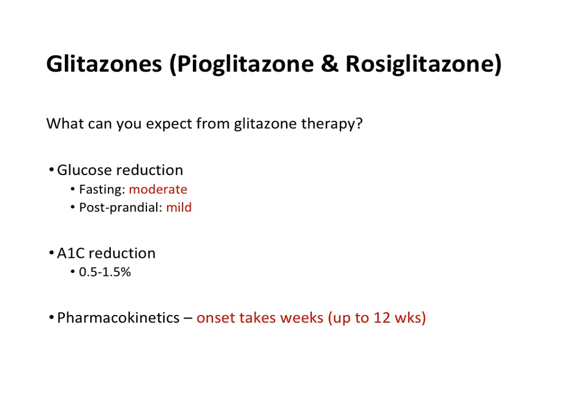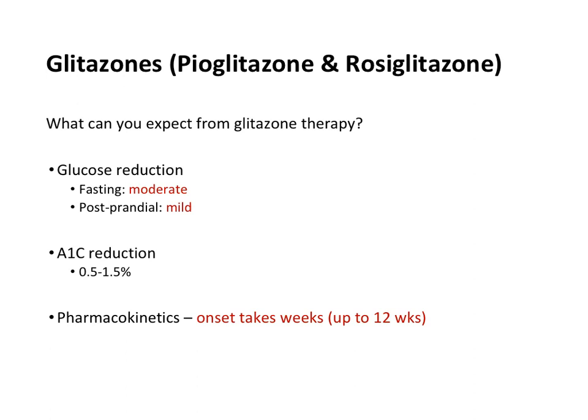So what can you expect from glitazone therapy? It's similar to metformin in a lot of ways, but a bit more modest reduction in the A1C, maybe 0.5 to 1.5% compared to 1 to 2% with metformin. For that reason, metformin is first-line therapy. These are secondary. And really, you would only go to these medications if the patient is contraindicated from taking metformin.